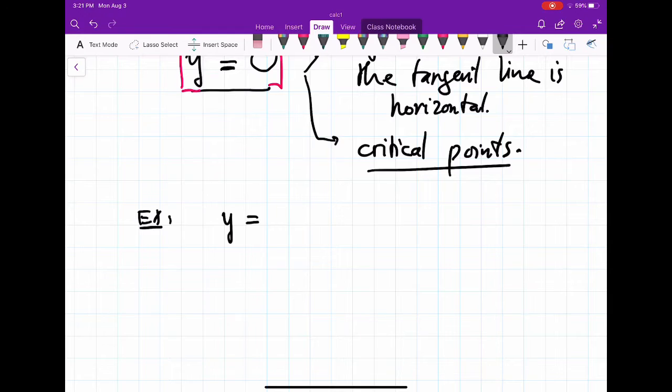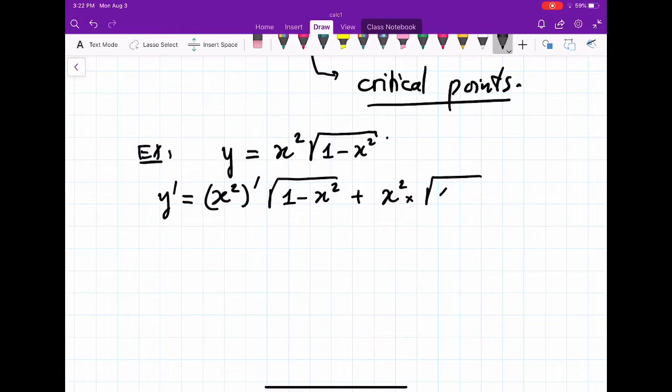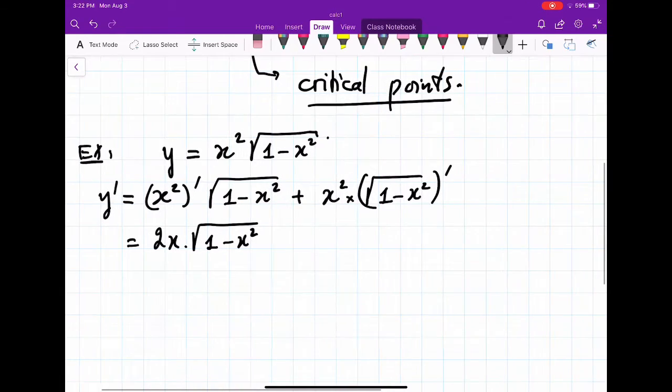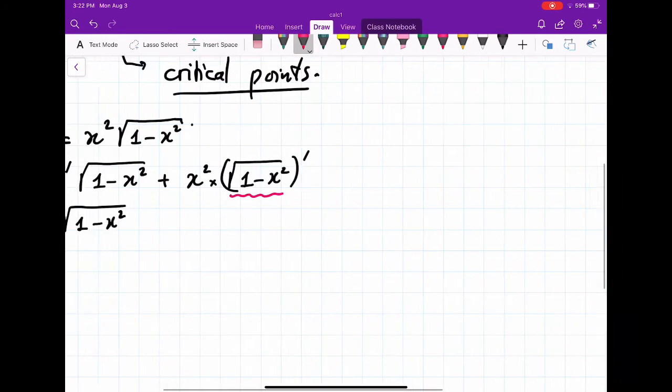Suppose that you have the function y equal to x squared times the square root of 1 minus x squared. Let's find the derivative of this one. That is the derivative of x squared times the square root of 1 minus x squared, plus x squared times the derivative of the square root of 1 minus x squared. For the first term we have 2x times the square root of 1 minus x squared, which is not difficult. Let's find the derivative of the square root of 1 minus x squared separately, and then we just put it into the formula.